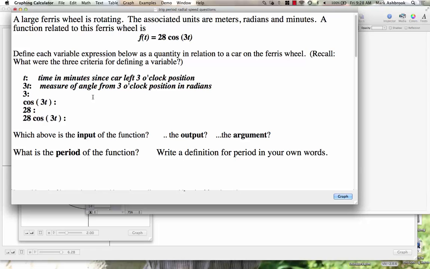Okay, so that's what she said. So this is the angular speed. Angular speed means how many radians are swept per minute. How many radians are swept per minute? Okay, cool. So now, cosine of 3t. What do we think? Devin, what do you think?